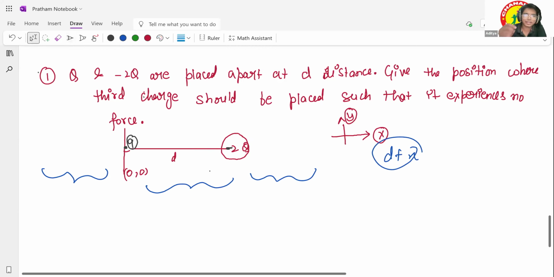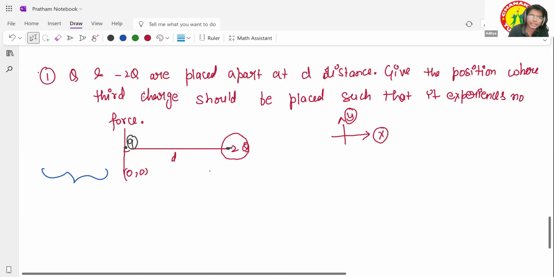In that case, even now you don't know where you are going to place it. The final answer will result when, assuming some x, you get some equation. On the basis of that, you can say, okay, here I'm going to put it. But even without that, how would you think about where you should put the third charge?